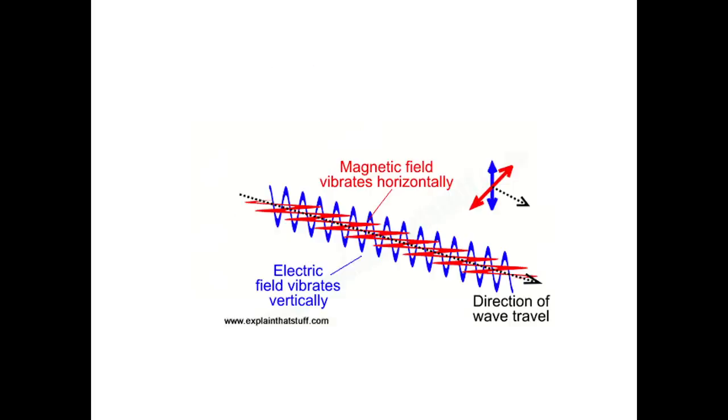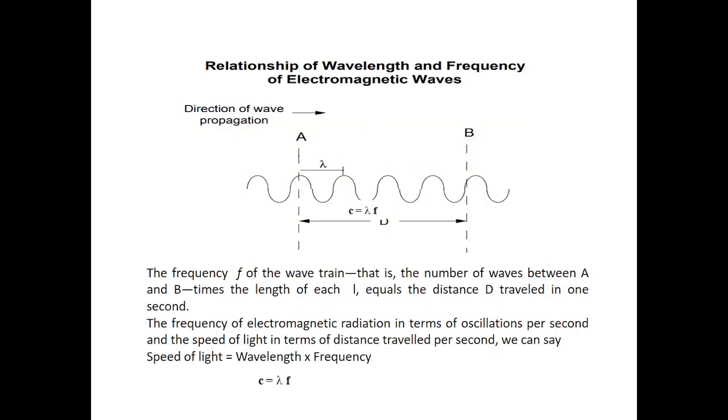As the radiation propagates at a given frequency, it has an associated wavelength, that is, the distance between successive crests or successive troughs. That is nothing but the wavelength. And these wavelengths are given in meters.